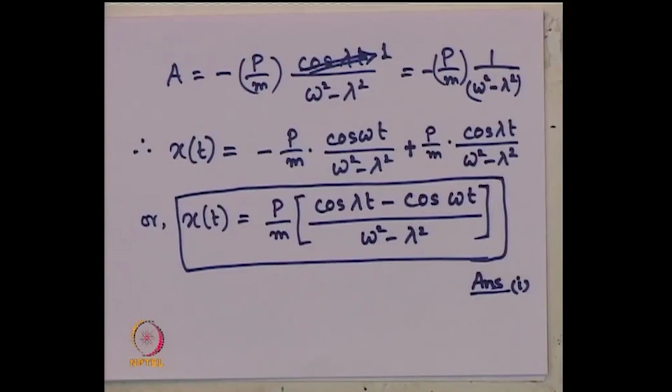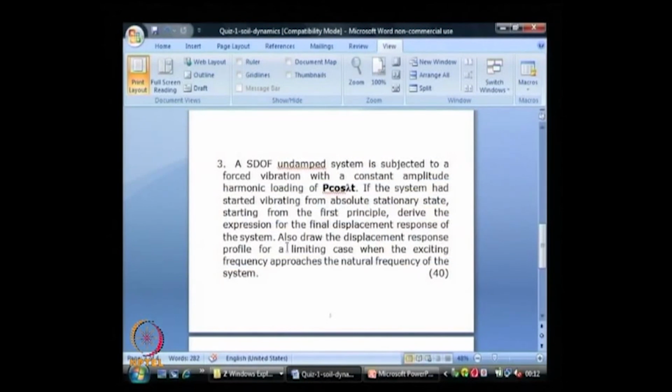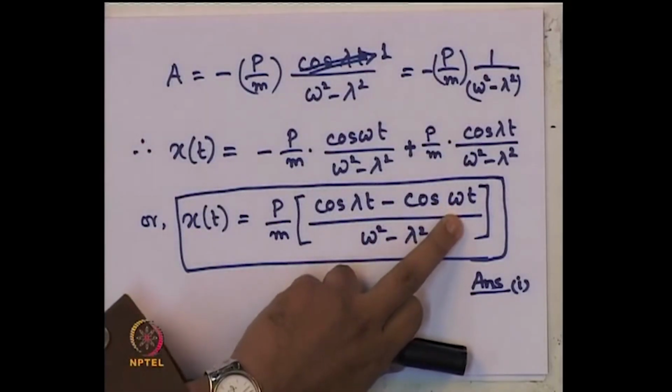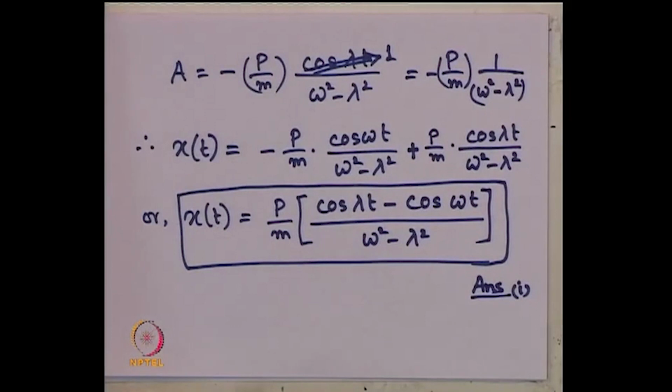Now, what is the next part? In the next part, it is asked also draw the displacement response profile, this profile, not with this function. What is asked? For a limiting case, when this exciting frequency lambda approaches the natural frequency of the system. So, what we can write?